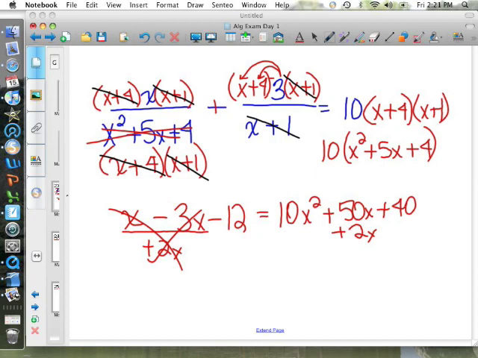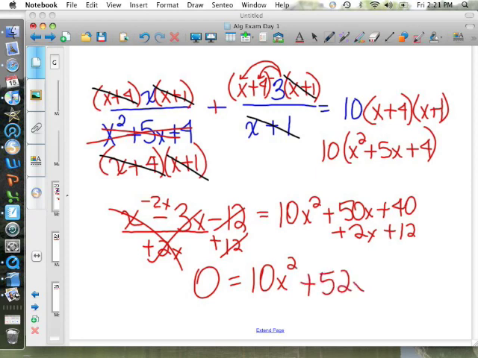Where'd you get the 2x? This is negative 2x. I'm going to add 2x. 1x minus 3x is negative 2x. I'm going to bring my 12 over to the other side. And so I have 0 equals 10x squared plus 52x plus 52. Now, we're going to stop there.